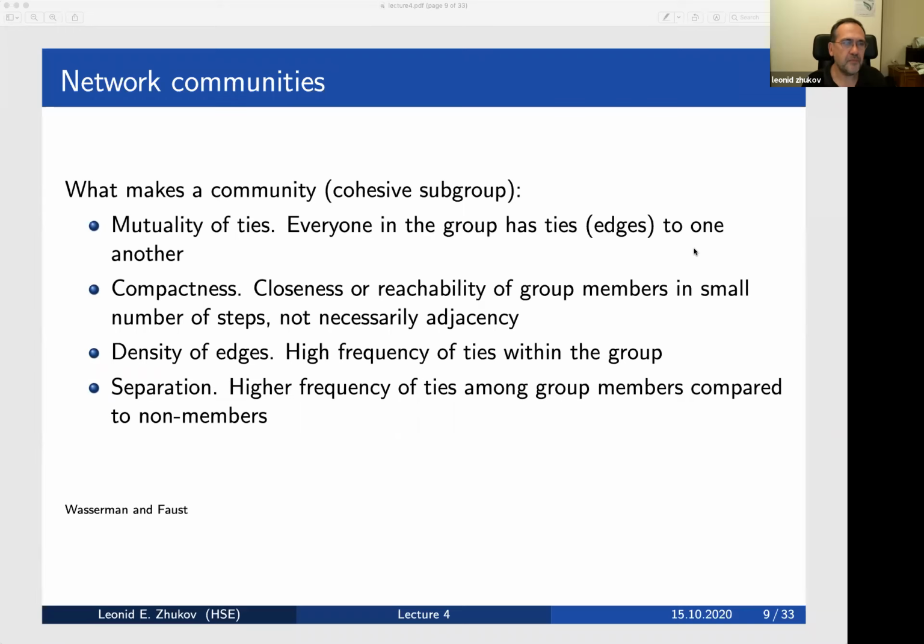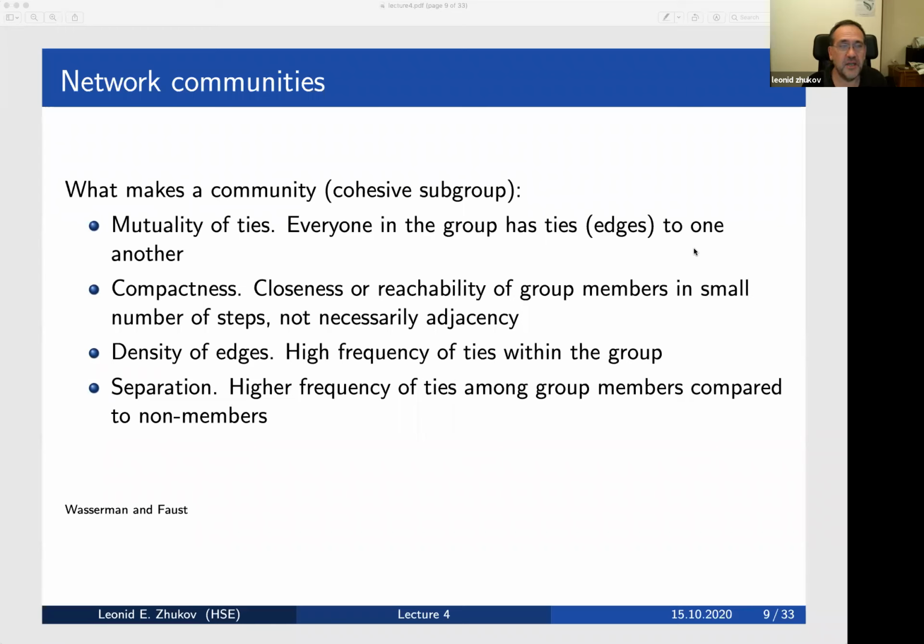Okay. So what makes a community? In fact, this definition comes from social network analysis, from Wasserman and Faust's book. There are a couple of properties. One of them is mutuality of ties. Pretty much everyone in the group has edges to each other. That really means that if we look at the connectivity, some of the edges might be missing if you compare it to a clique, but that's about it.